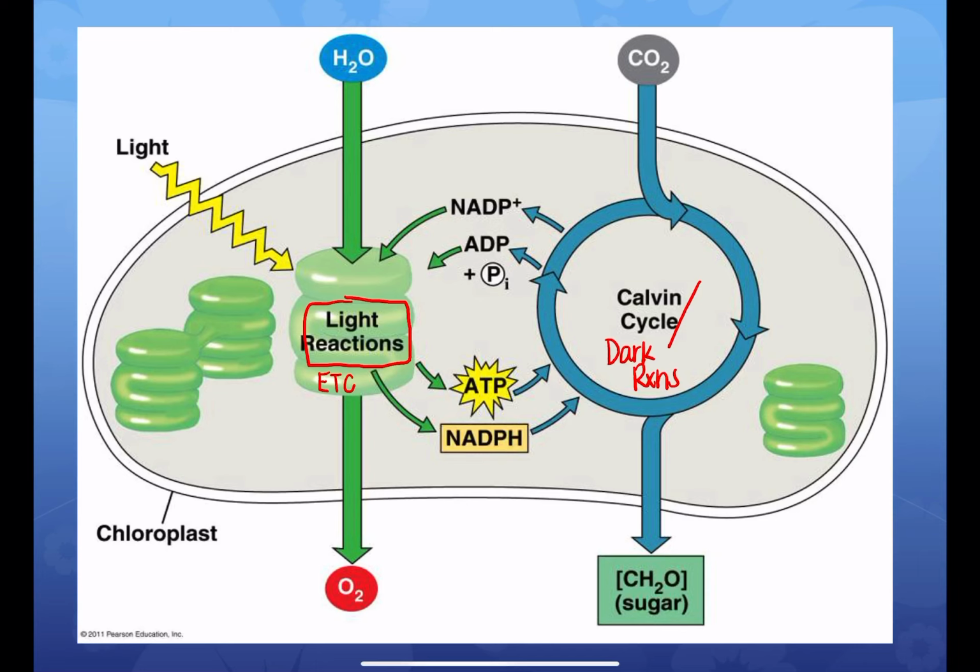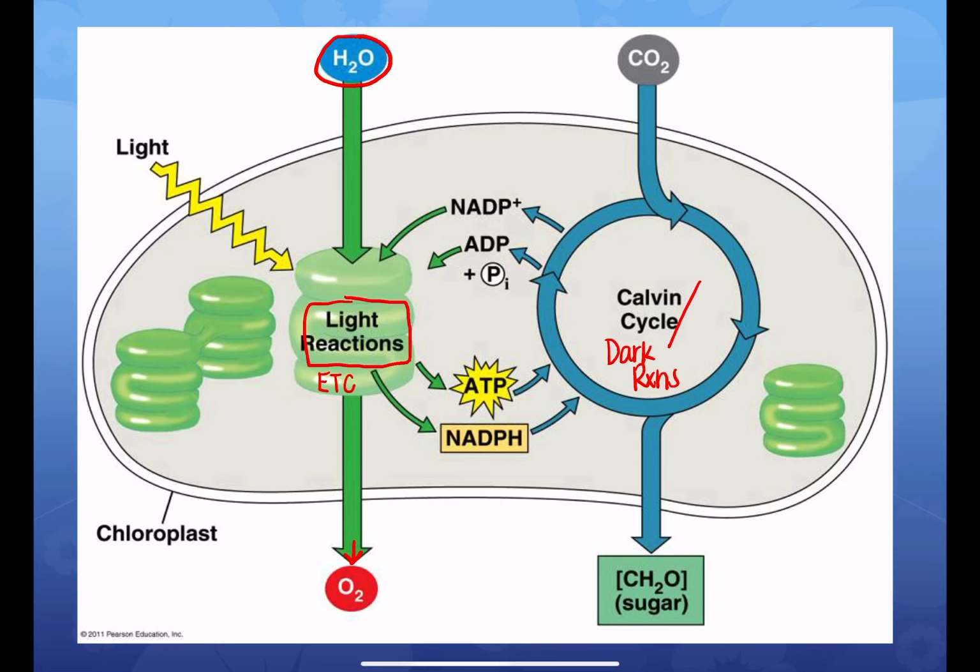So in the light reactions, what happens is water is brought in from the plant through the tissues, through the root, right? And it is broken down into oxygen. Oxygen is released as a byproduct, okay? That is the job of the light reactions.